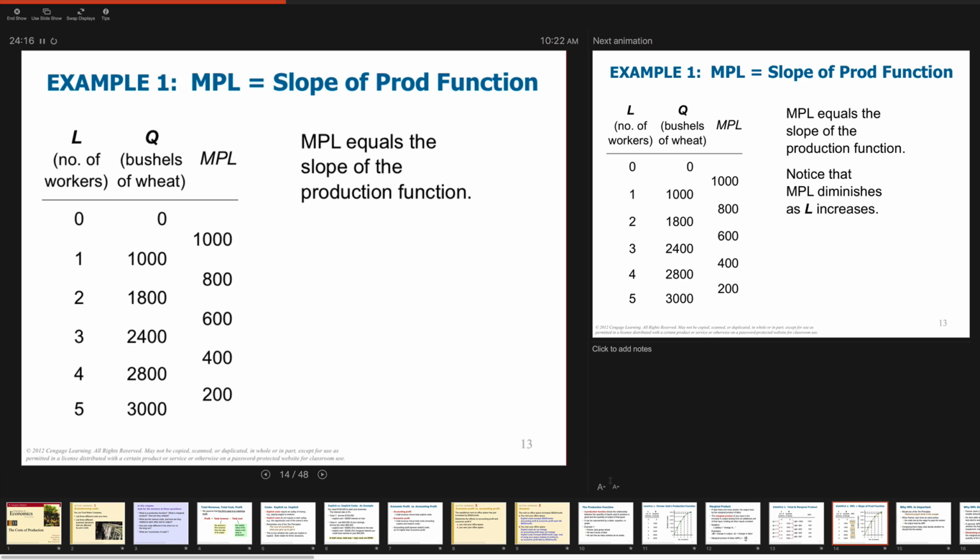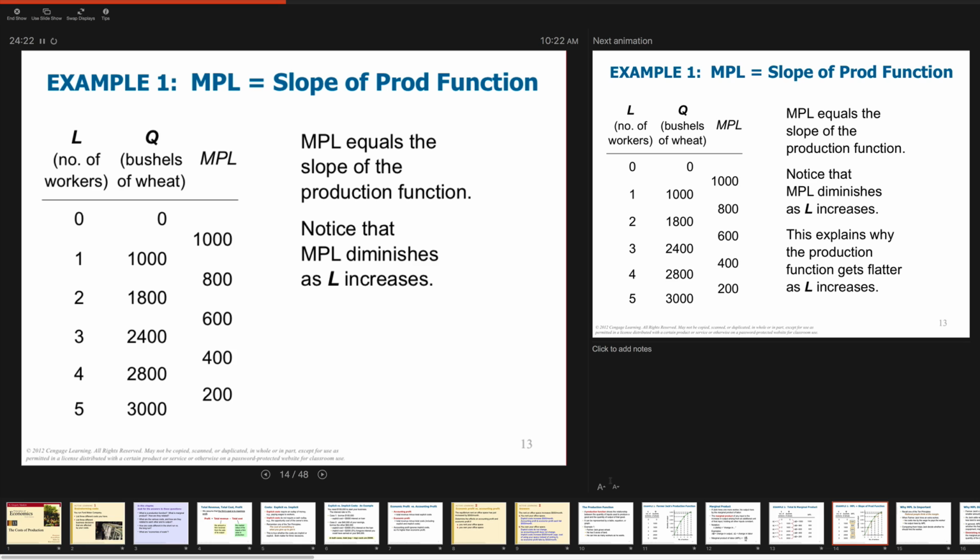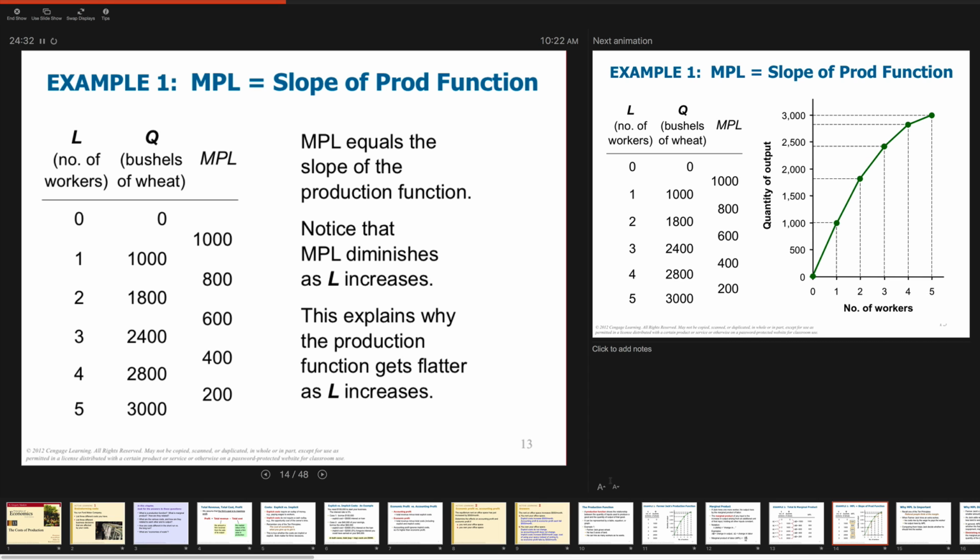All right. The marginal product of labor equals the slope of the production function. MPL diminishes as labor increases. So you were able to find it? Good. Are you glad you went back and asked? Don't be cowardly. All right. So this explains why the production function gets flatter as labor increases. And you've seen that graph already. It went, it died at the top.